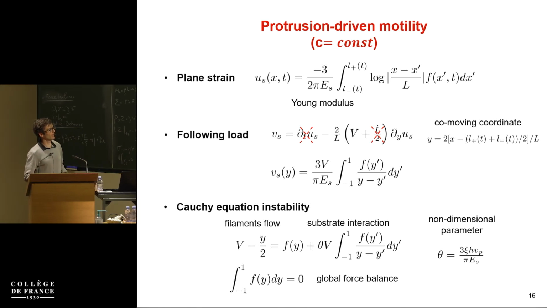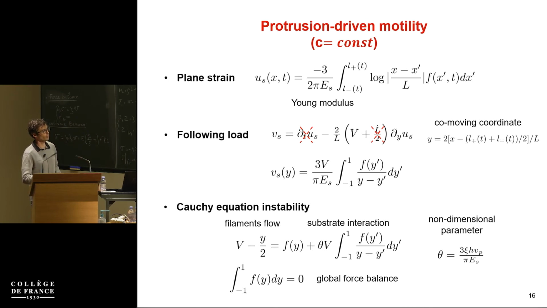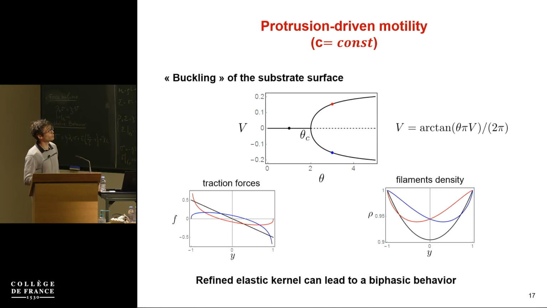I'm almost done. And then, of course, there is a free parameter here, which is the velocity of the cell. And this velocity is fixed by the fact that the total traction forces have to vanish because there are no imposed forces. So this is linear. It contains only one non-dimensional parameter, which measures the amount of traction forces compared to the rigidity of the substrate. And it turns out that this is solvable analytically. And there is a bifurcation in this system. There is an instability.